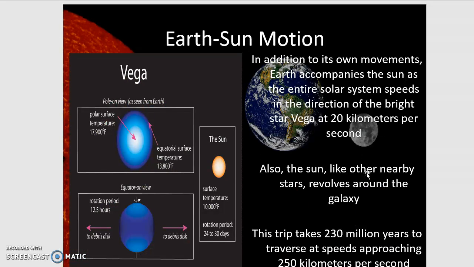Okay. The Earth-Sun motion: in addition to its own movements, Earth accompanies the Sun as the entire solar system speeds in the direction of the bright star Vega at 20 kilometers per second. Also, the Sun, like other nearby stars, revolves around the galaxy. Right? So we have a lot of motions going on in this Earth, Sun, and Moon system.